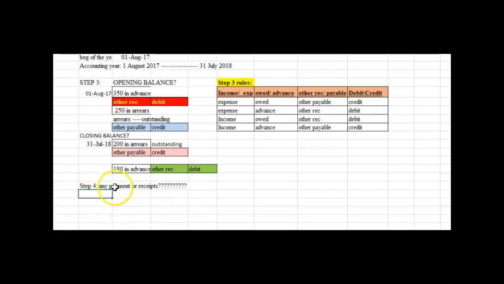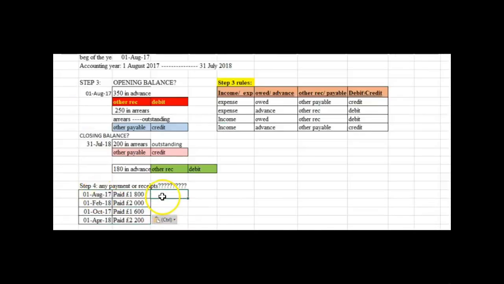Now come to step 4. In step 4, we look at any payments or receipts. For this question, this part here where transaction is written is the payment for the rent. There are 4 different payments on 4 separate dates. The double entry is bank credit and expenses debit. The logic is that bank goes down if there is a payment, so bank as an asset goes down, so it is credit. The rent and rates account is debited by 1,800, 2,000, 1,600, and 2,200.